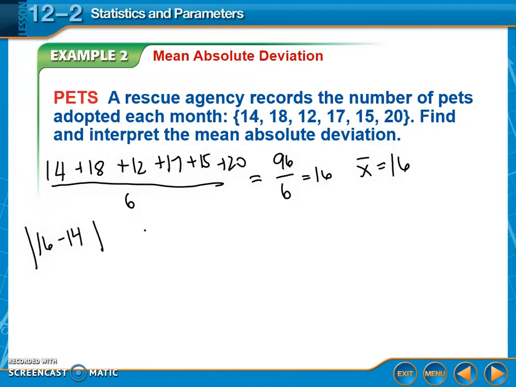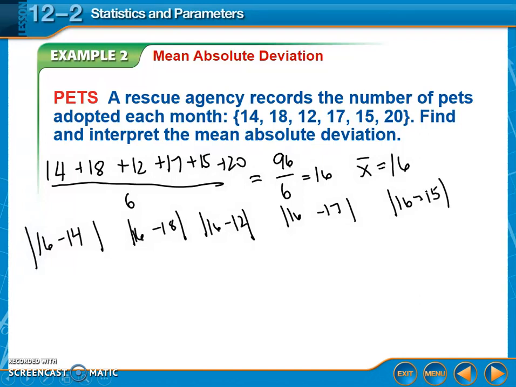So 16 minus 14, 16 minus 18, 16 minus 12, 16 minus 17, 16 minus 15, and 16 minus 20. Okay, so 16 minus 14, that's 2. Absolute value of 2 is 2. 16 minus 18 is negative 2. Absolute value of 2 is 2.